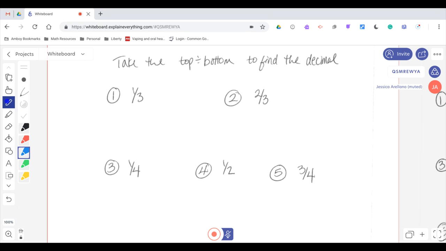So if you're never sure, like, how do I know what decimal that fraction is? Here's how you know. You take the top number and divide it by the bottom number to find the decimal in a calculator. Okay? So I'm going to give you some of these.